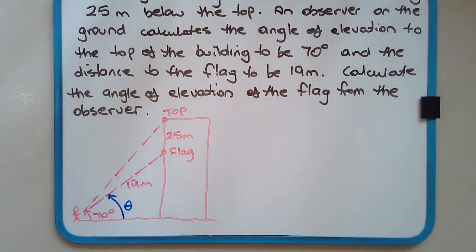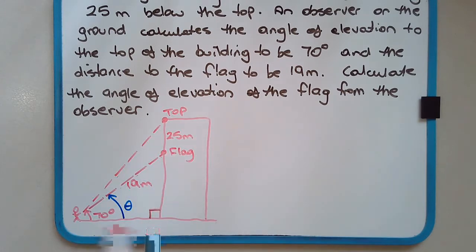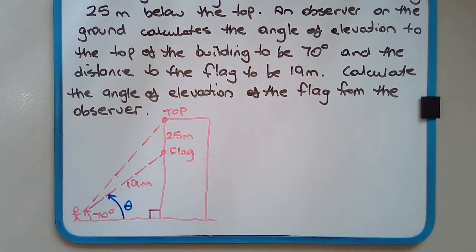By the way, assuming that everything is done correctly, the building is 90 degrees with the ground as well. So we have a few things going on here. We have a right angle triangle. You've got 70 degrees, you've got the hypotenuse of 19. So we could in fact find this side here. We can find how far the observer is away from the building. Is that going to be of any value to us? Well, we don't know. We do know that it's 70 degrees from the ground to the top of the building. That's the angle of elevation.